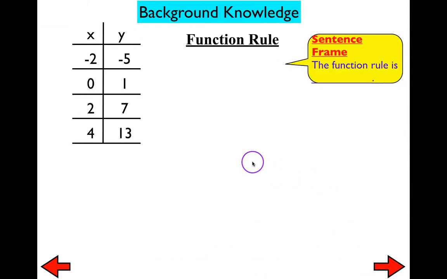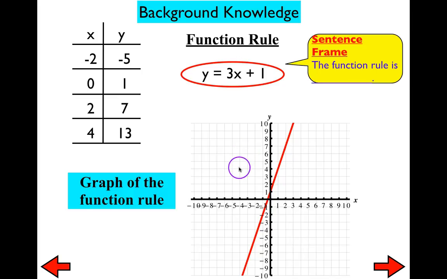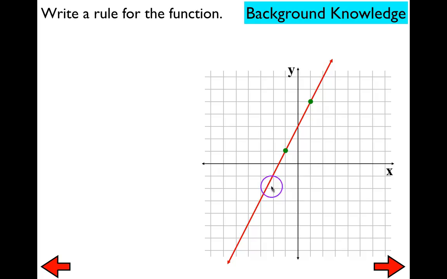Okay, we've done this before. We found the function rule based off of the table. In this case, this one was y equals 3x plus 1. So I would say the function rule is y equals 3x plus 1. If you were to graph it, you can see that the slope is indeed 3. There's a vertical change of 3, horizontal change of 1, and it does touch the y-intercept at (0, 1).